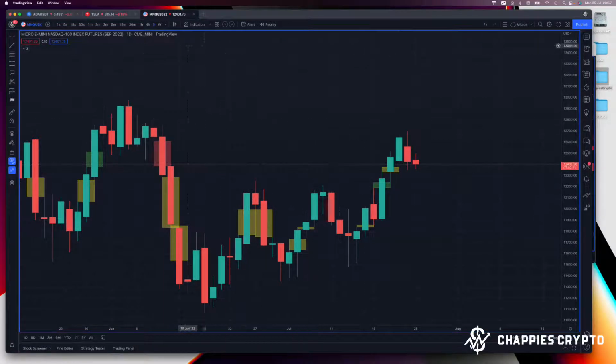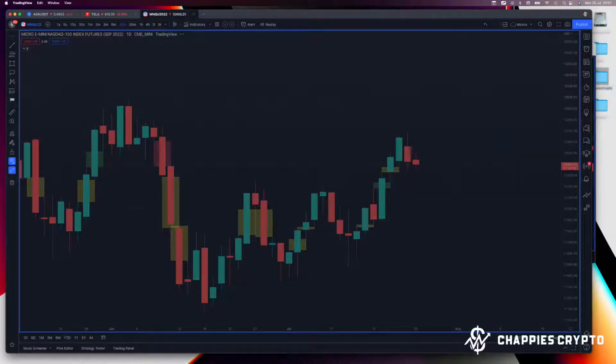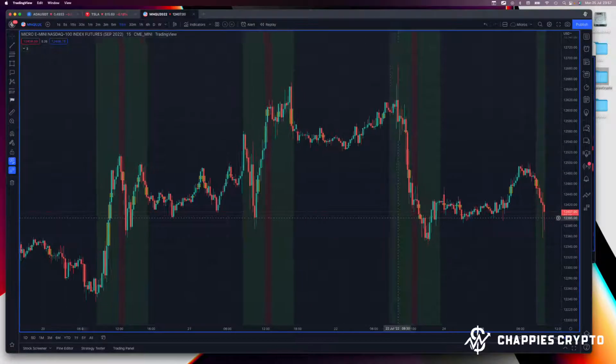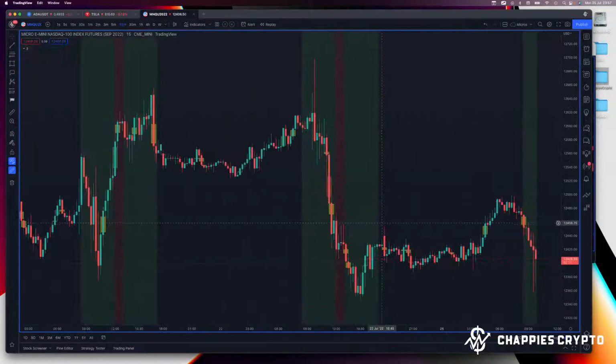So my bias is short, and then what I did is I went down to the 15-minute chart. Now it's not fair because I'm obviously in a live chart at the moment, and so you can already see what the price action does.